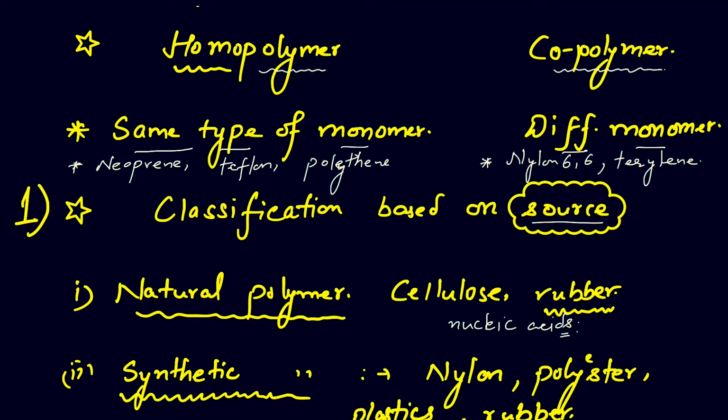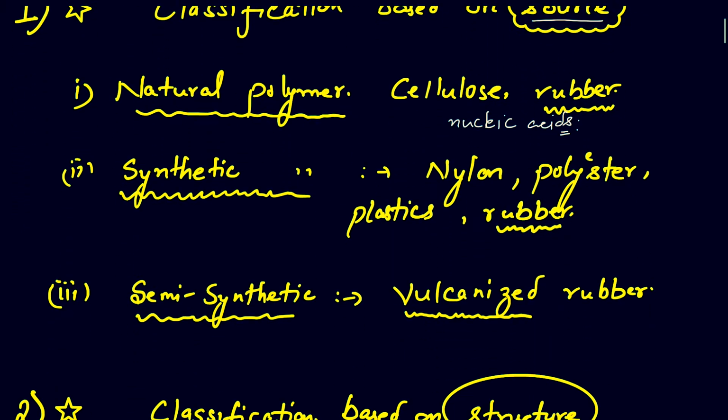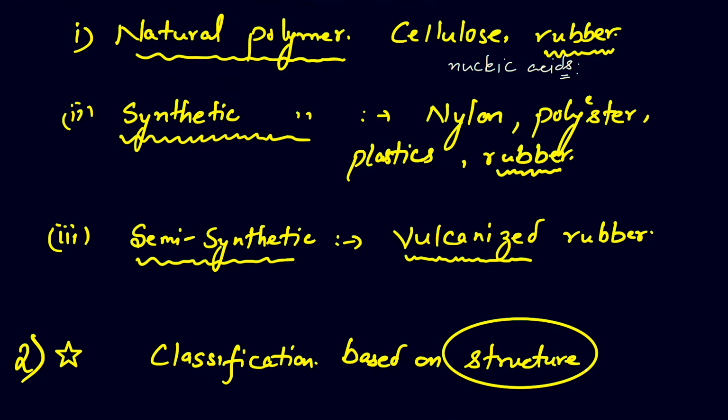Next we have synthetic polymers that are basically produced in labs and factories. We have nylon, polyester, plastics and synthetic rubbers. We are not talking about natural rubber, we are talking about synthetic rubbers.